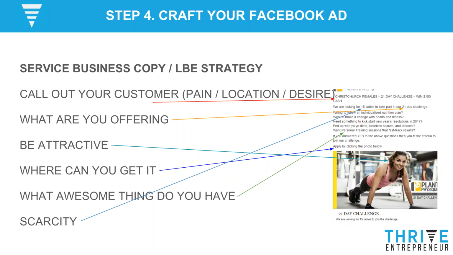That's been a copywriter's secret for a long time, and that's why you see it. If you want a price to seem larger, then you use the full numeric. Like up here at the top of this ad, it says Christchurch Females 21-day challenge, win $150 cash. Now if we said win $147 cash, they'd be like, oh, it's like $100 or something. So you use the full price, and that helps make it seem like it costs more. But if you want something to seem like it costs less, use 7s in it, like 37, 47, 97.